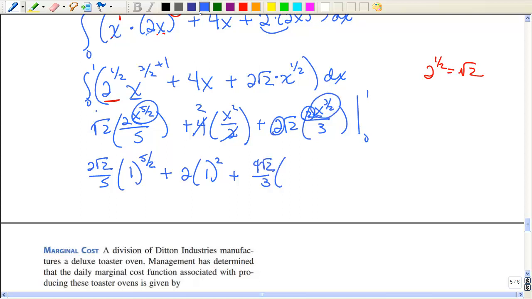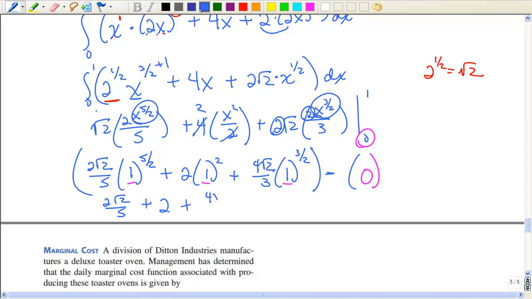And then I've got my variable 1 to the 3/2 power. So I have all of that minus, and then hopefully you can see if I put in 0, the same place I put in those 1s, what am I going to do? I'm going to get a big fat 0. Alright, so I have 2 square roots of 2 over 5 plus 2 plus 4 square roots of 2 over 3, and that is ugly, but that's what we're going to leave it as. That's a very complicated problem, a lot of exponent rules, but the calculus is actually easy.